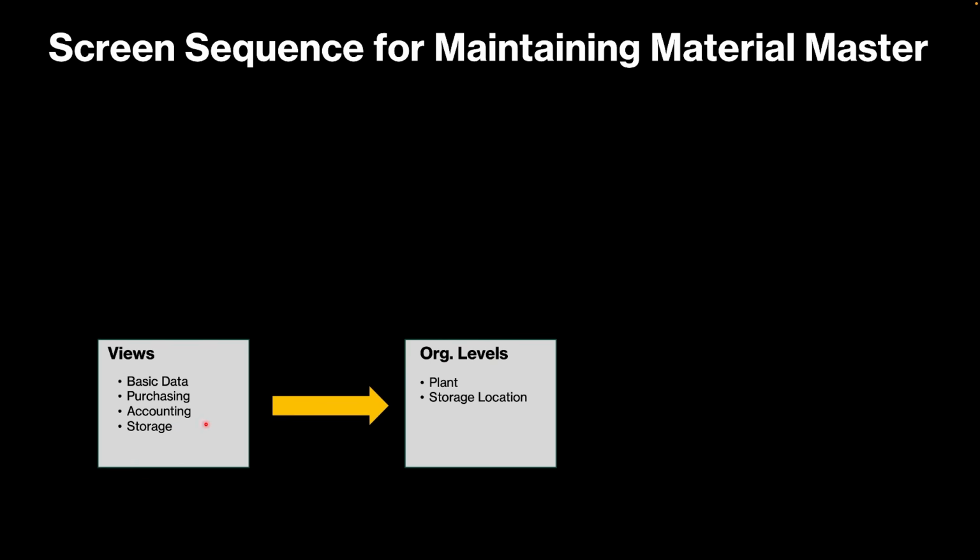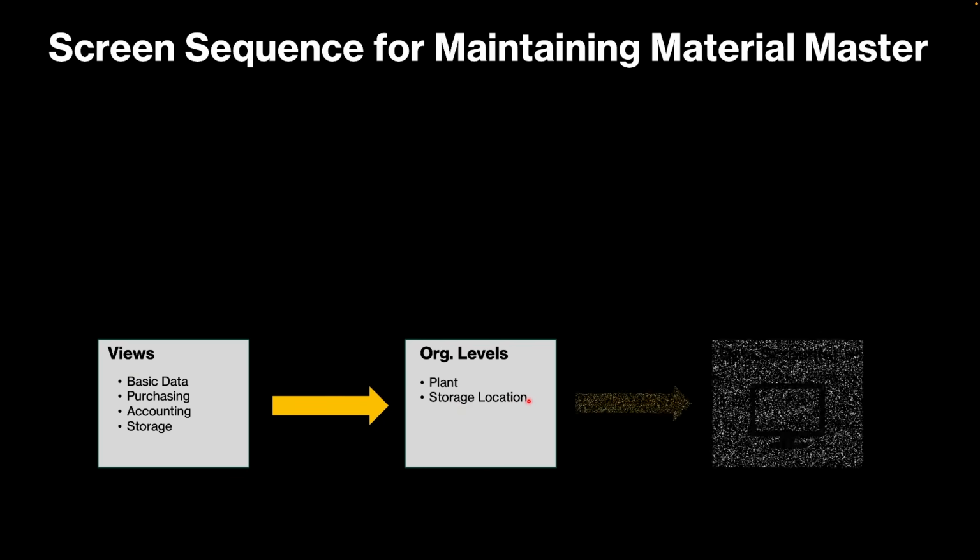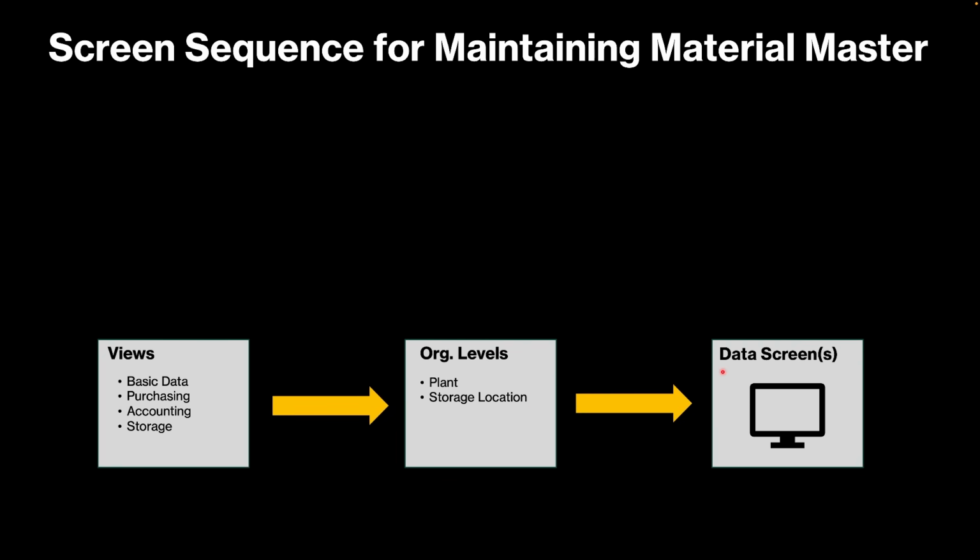So as we discussed, we have multiple views for a material master. That is, we have basic data, purchasing, accounting, storage, and other views. Then with these views, we have organizational levels. So once you select your views, the system will ask you to enter the organizational levels, that is plant or storage location. Then once you enter the organizational levels, the system will give you multiple data screens.